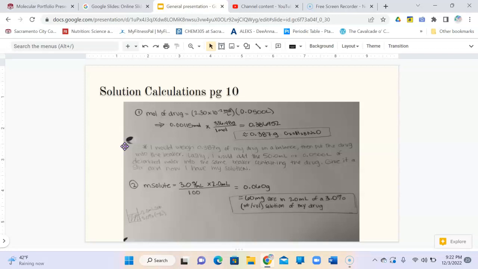Now with part 2, right here, we're basically figuring out the solute. So once we mix everything up, what would the end solute be of 2.0 milliliters at 3%? And so the professor worked out some of the math for us. As you can see here, it's 3.0 grams over 100 milliliters times 2.0 milliliters. And that gave me 0.060 grams. And then I converted that into milligrams with all of the conversion factors that we've learned this year and got 60 milligrams. And it says here 60 milligrams are in 2.0 milliliters of a 3% weight over volume solution of my drug.